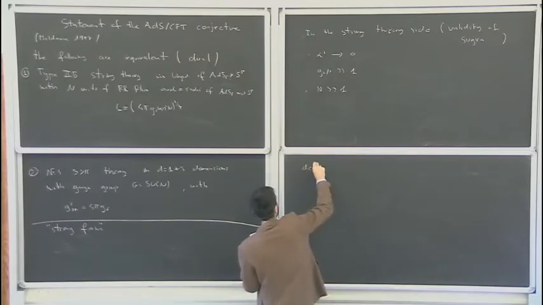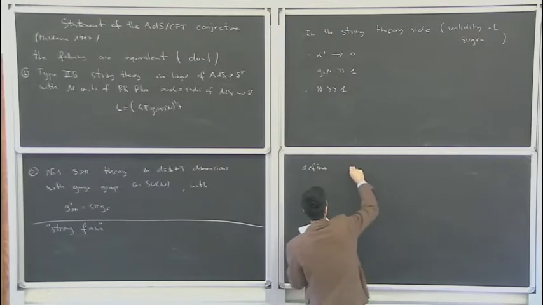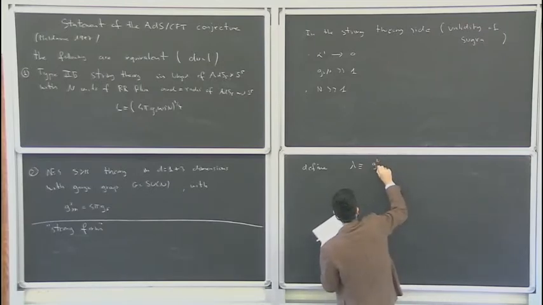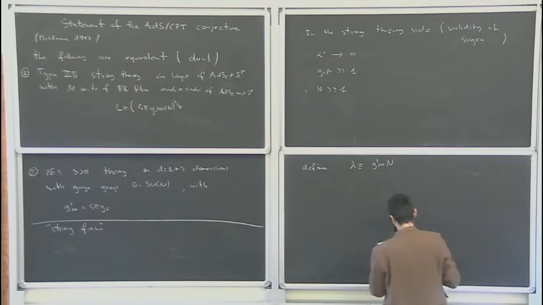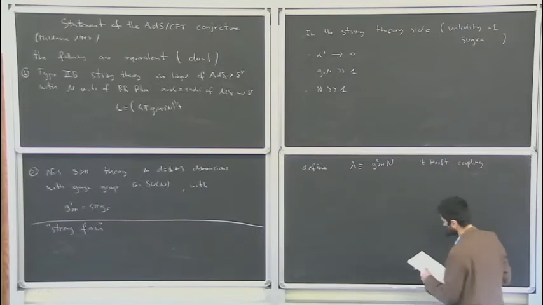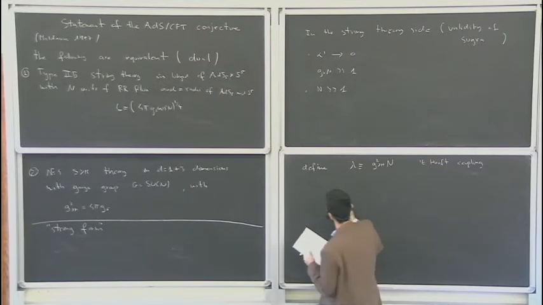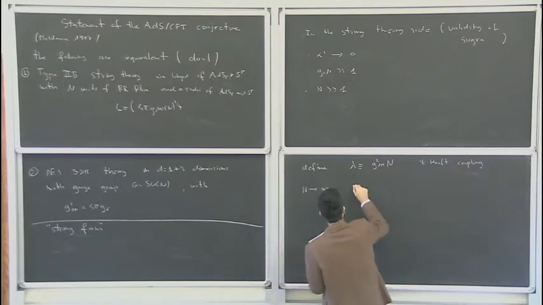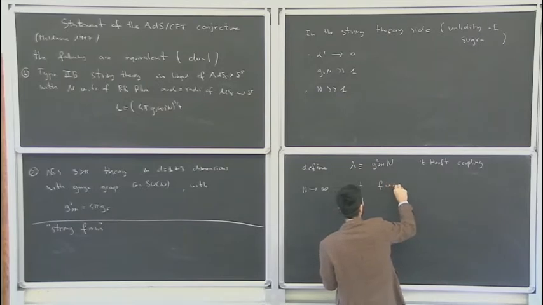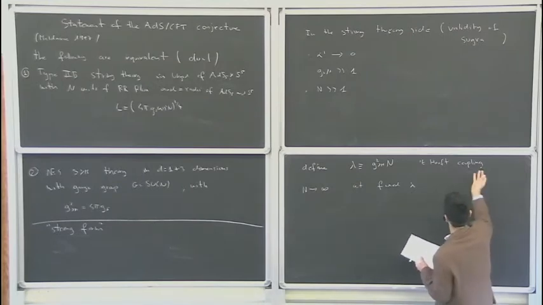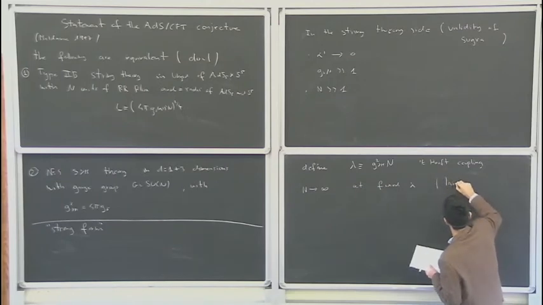So we define, as is customary, the so-called 't Hooft coupling, which is traditionally called lambda, and it's g squared Yang-Mills times N. So this is called the 't Hooft coupling. We want to consider the limit of N very large, so N going to infinity at fixed lambda. And this is called the 't Hooft limit, or also simply the large N limit.